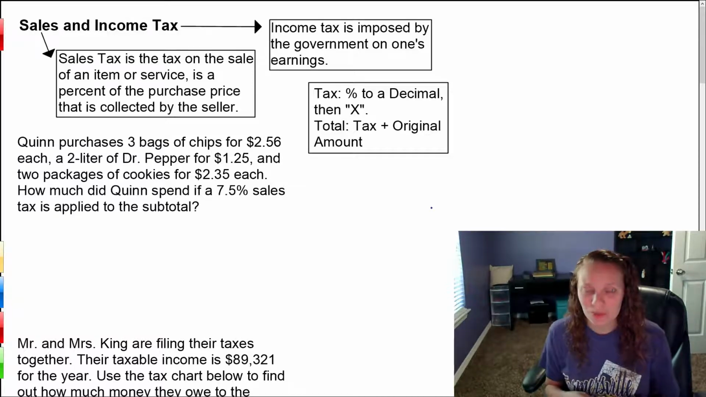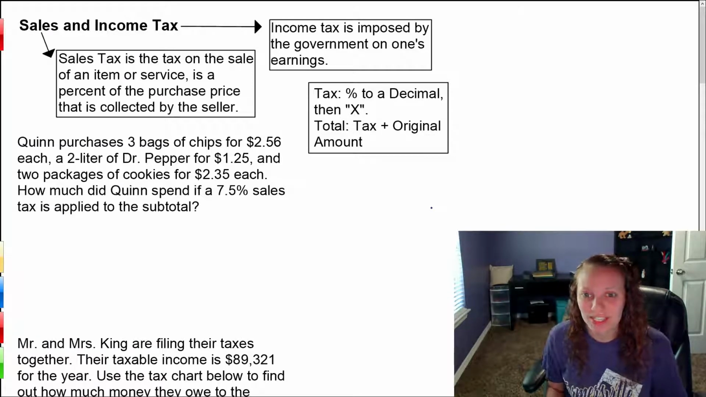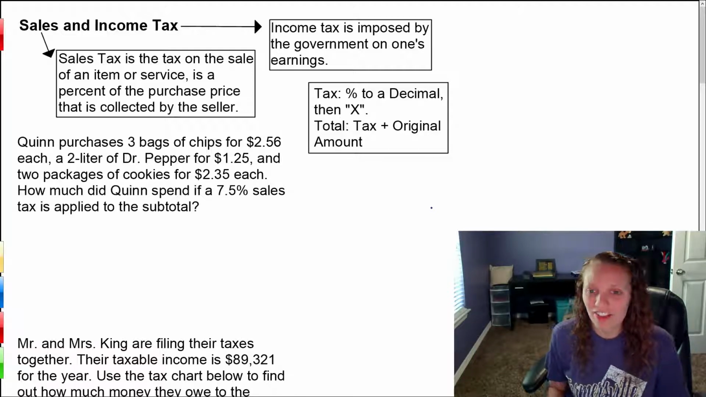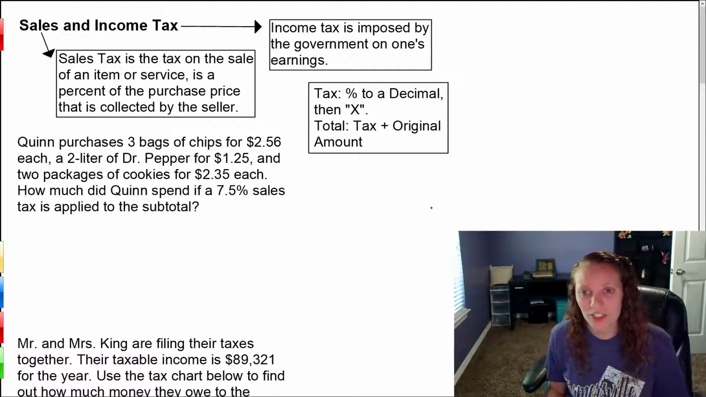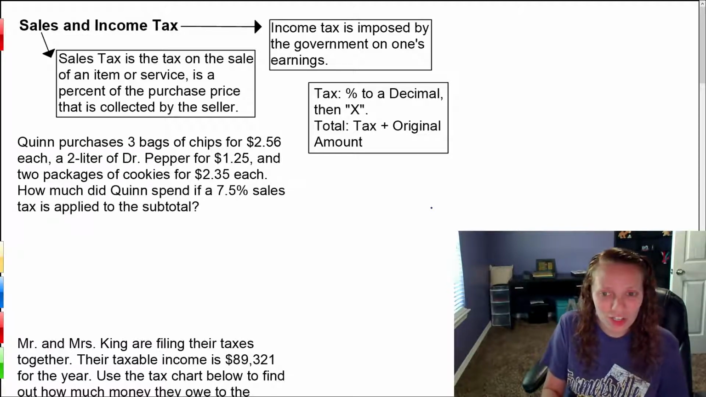For tax, we're going to change our percent to a decimal and then multiply. And then to find the total, it's the tax amount plus the original cost. So let's try one of these out.